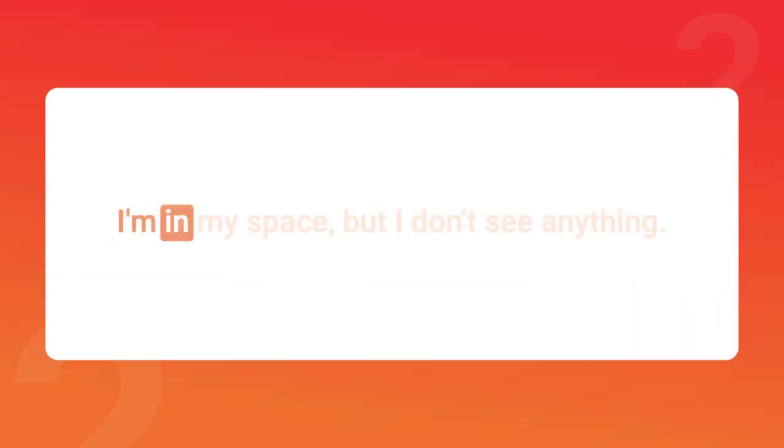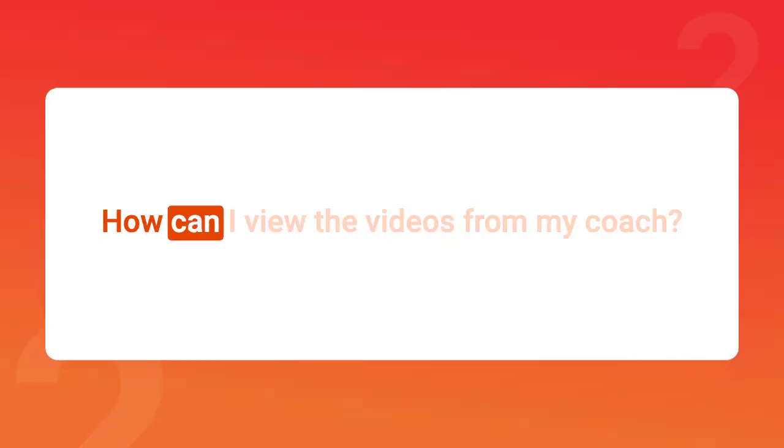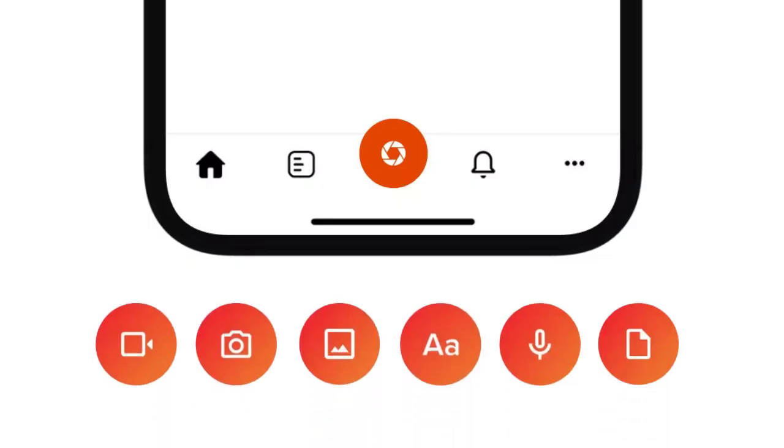All right, I'm in my space, but I don't see anything. How can I view the videos from my coach? If you don't see anything, sadly, your coach likely hasn't posted anything yet. We are doing everything we can to make sure that coaches know, hey, do not invite an athlete to an empty space, but sometimes it happens. So what you can do, you can very easily make the first post. Hey coach, it was great seeing you today. Looking forward to finding my content or looking at what we did today. You just hit the big orange button at the bottom and you can add that stuff to your space. It can either be a video, a note, whatever you want, it's all there for you.